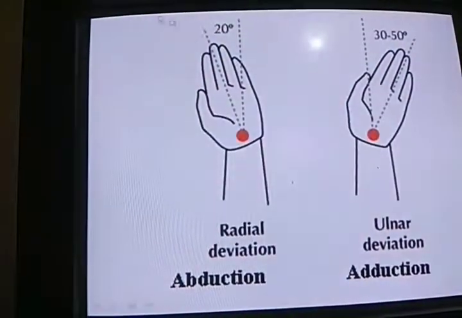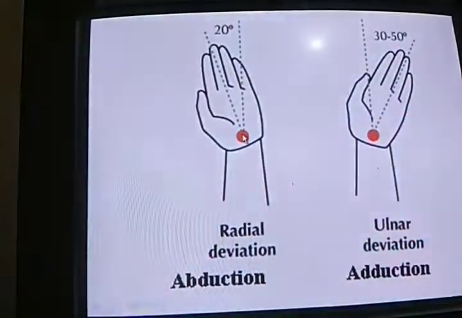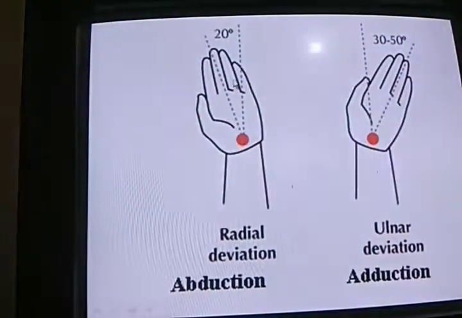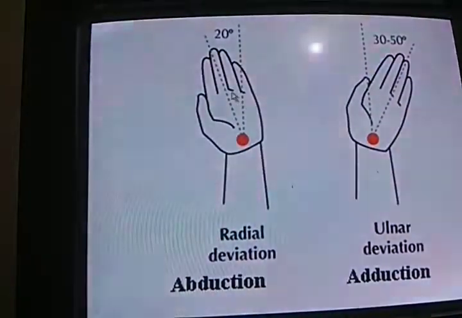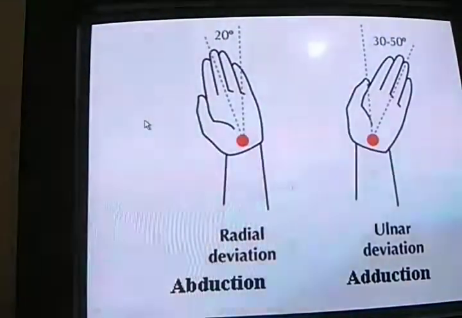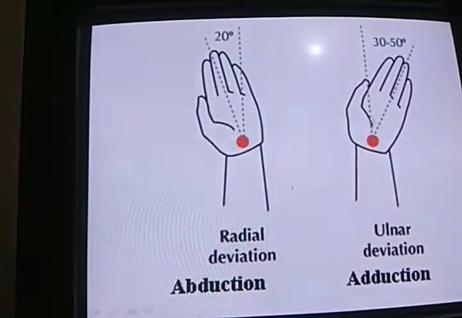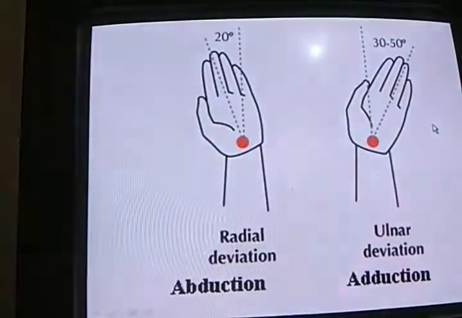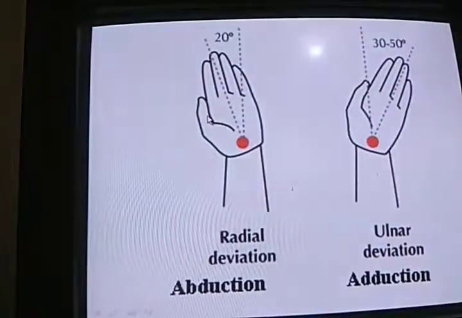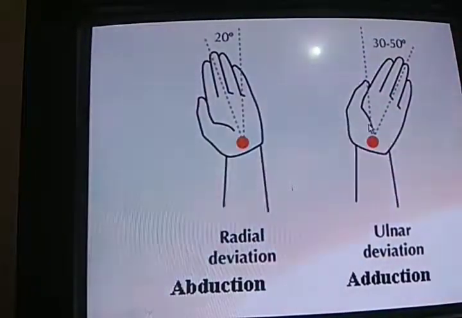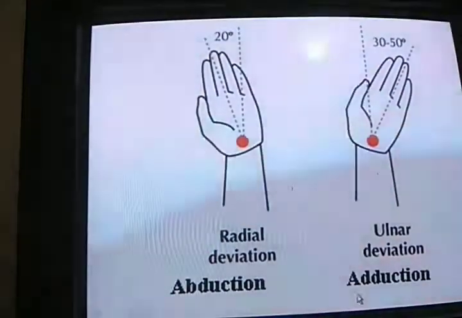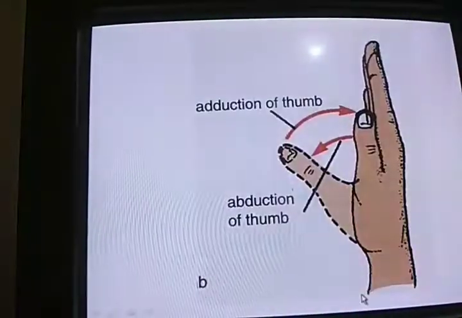This is the movement of the wrist joint. This is radial deviation. This is ulnar deviation. Radial deviation means the hand is moved to the lateral side, and ulnar deviation means the hand is moved to the medial side. This is known as abduction and this is adduction.